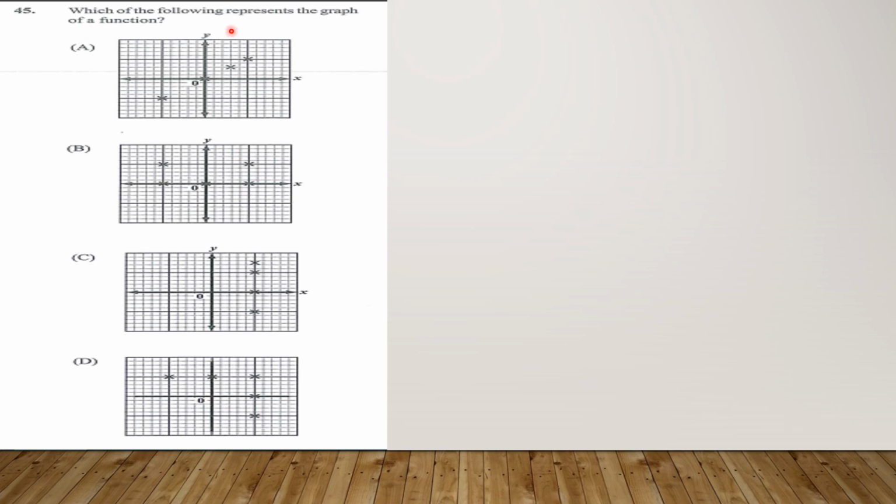45. Which of the following represents the graph of a function? So now we know a straight line is a function. So this forms a straight line, and we connect the points. So the answer is A. We don't have to look any further.